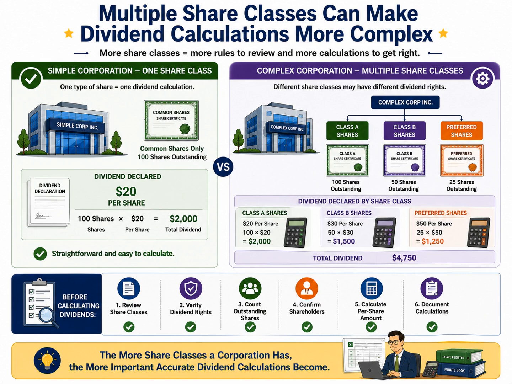The key takeaway is that the more share classes a corporation has, the more important accurate dividend calculations become. A careful review of the share structure is essential to ensure that dividends are calculated correctly, paid legally, and reported properly.